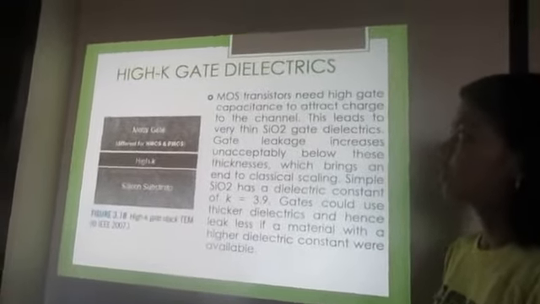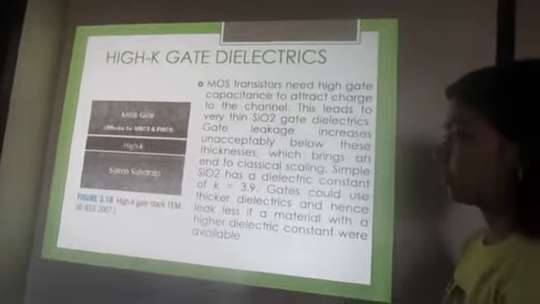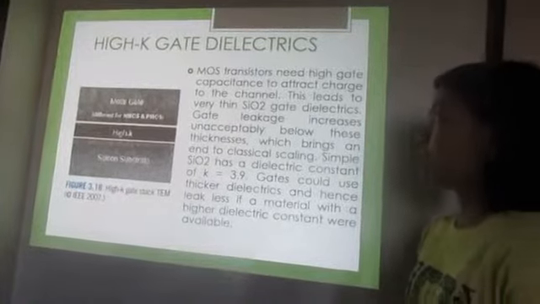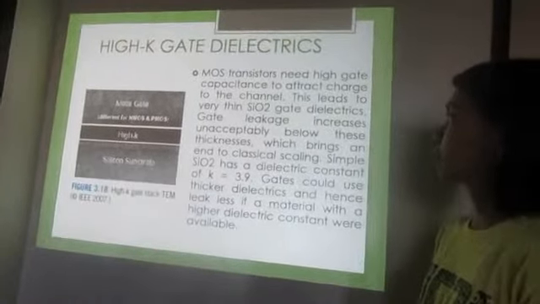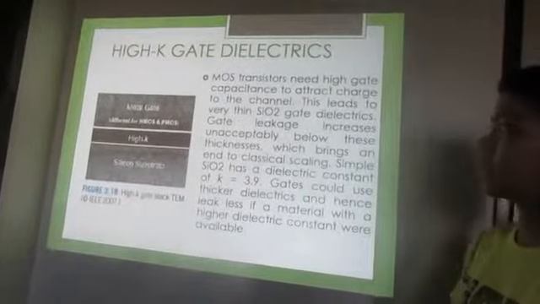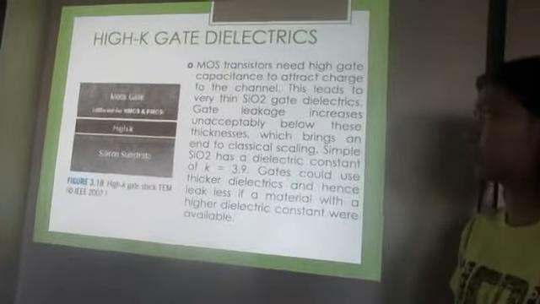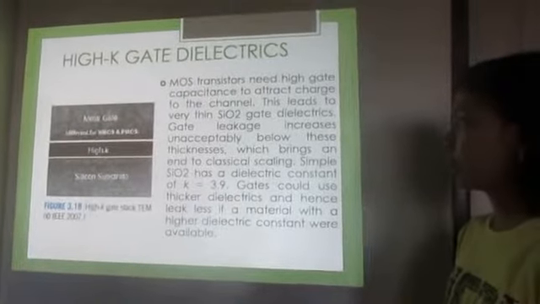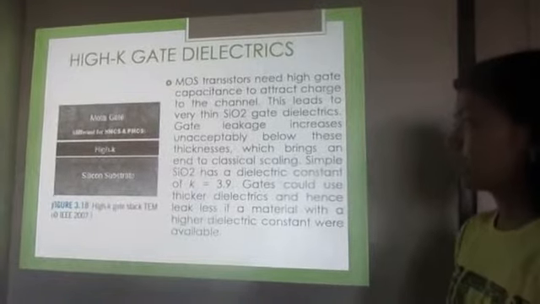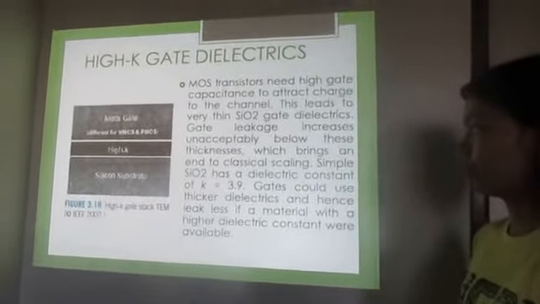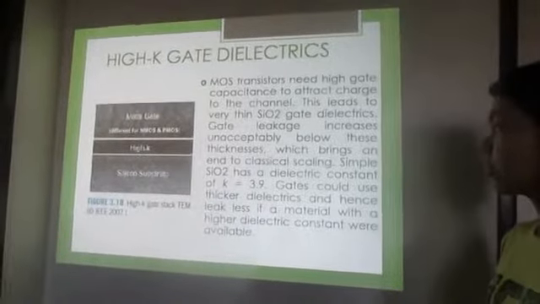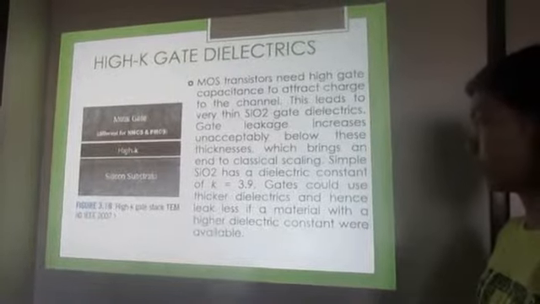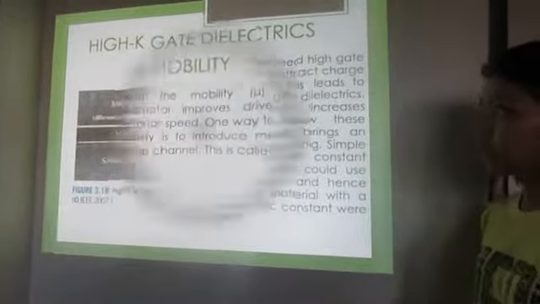Next one is high K constant gate dielectrics. Metal oxide silicon transistors need high gate capacitance to attract charge to the channel. This leads to very thin silicon dioxide gate dielectrics. Gate leakage increases unacceptably below these thicknesses, which brings an end to classical scaling. Simple silicon dioxide has a dielectric constant of 3.9. Gates could use thicker dielectrics and hence leak less if a material with a higher dielectric constant were available.